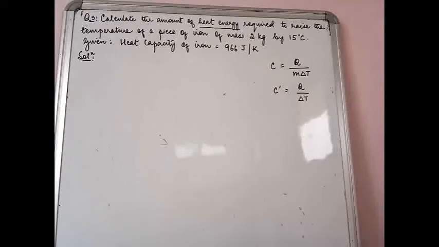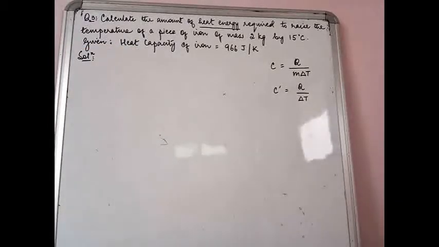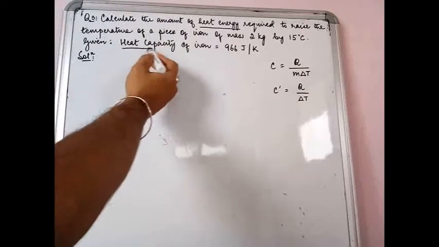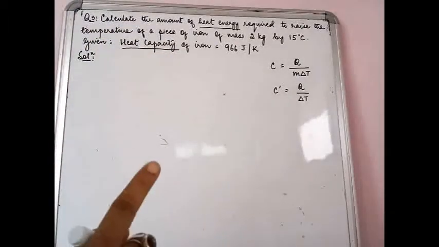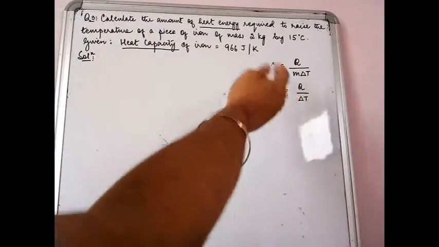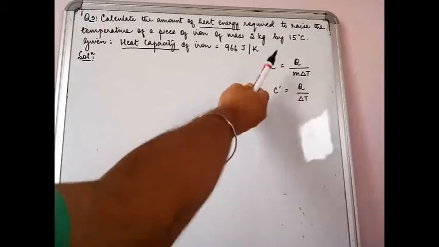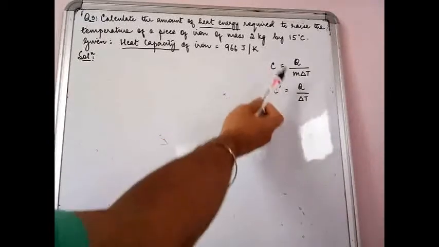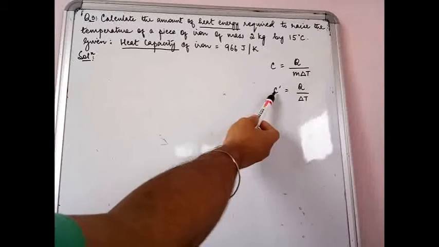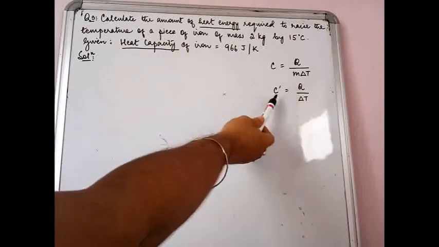What is the information given apart from this? Given is the heat capacity of iron, 966 joules per Kelvin. Please note that this information is not the specific heat capacity, but the heat capacity. Out of these two formulae that I have listed over here, as we have discussed many times, this is specific heat capacity and this is heat capacity. Difference I have already explained. So this information that is given is your C dash.